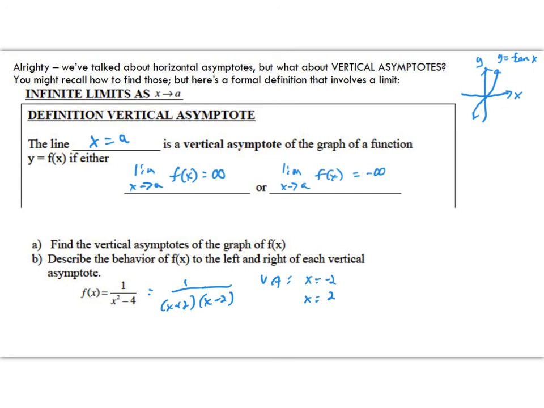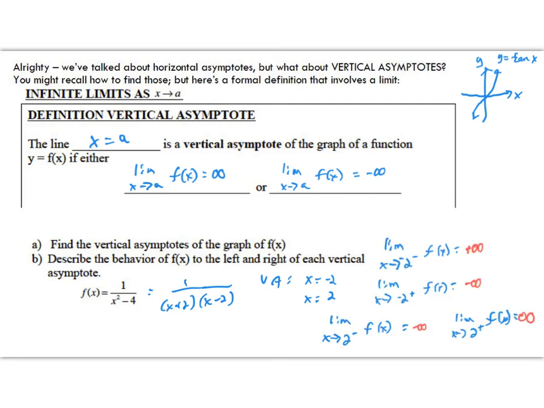So now that you know that, see if you can find what the behavior is as we approach -2 and +2 from the left and from the right. So let's pause the video here again and go investigate for yourself and be ready to come back to this in a second.